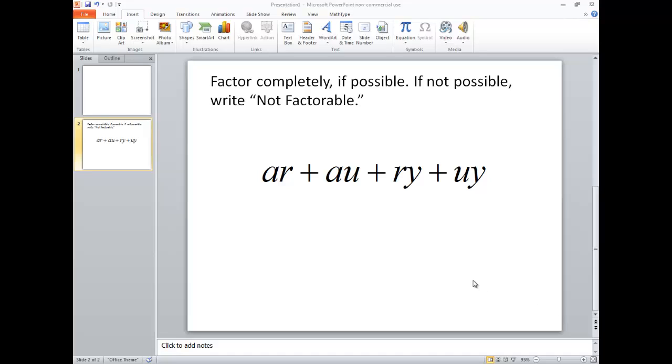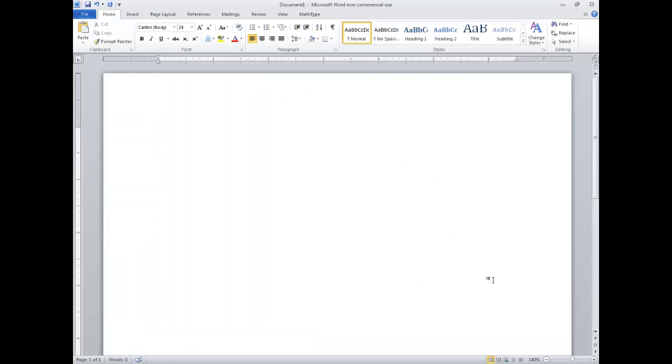In this problem we want to factor completely, if possible. If not possible, write not factorable. Just to review a little bit, for our factoring, we had our first technique, which was GCF, the greatest common factor. You always try to do this method. Doesn't mean you can successfully do it, but you try to do it.